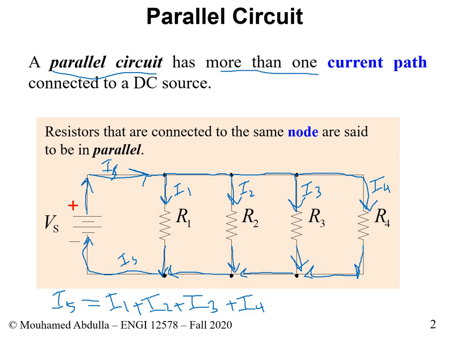This is what you should realize: with a parallel circuit, we have more than one path for the current. With a series circuit, this wasn't the case. You only had one current, and it was the same everywhere. All the components were connected in a loop, and the currents going through the different resistors were all equal to each other. Here, no. The current that you have is split among different branches, and then it recollects.